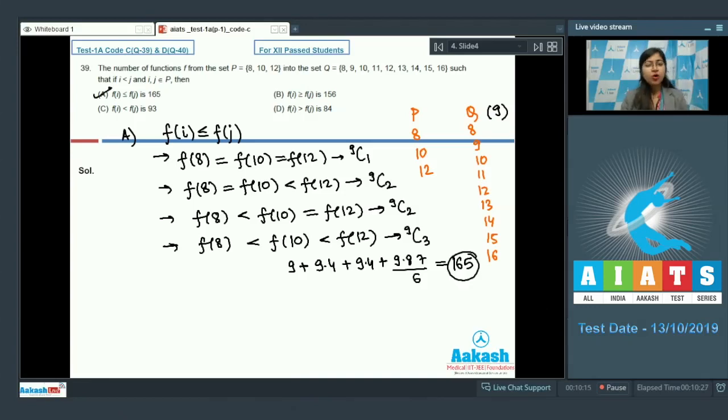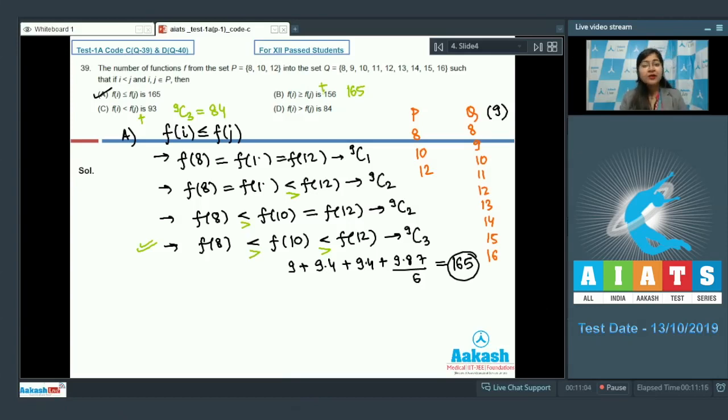Now similarly, if we talk about option C, that is f(i) less than f(j), then only this case is possible, that is 9C3, and that is equal to 84. So this option is incorrect. Now option B says that f(i) is greater than or equal to f(j). In this also we will have similar cases where here we will have the greater than sign, right? So in this also we will have the same number of functions, that is 165. So this option is incorrect.